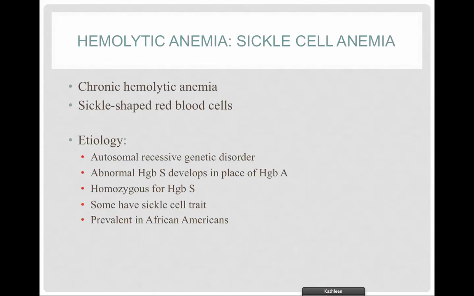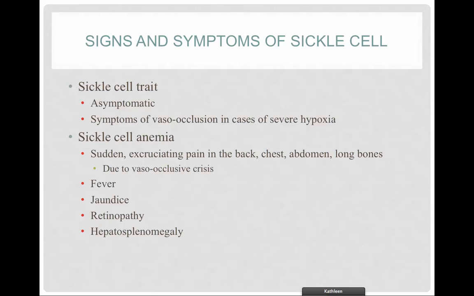And as it relates to malaria, there are several studies that suggest that the sickling hemoglobin S that is found in sickle cell gets in the way of the parasite that causes malaria. Signs and symptoms of sickle cell trait: patients are asymptomatic, but they also can be symptomatic, and usually that's when they present to the hospital because of vaso-occlusive issues from their sickling cells or severe hypoxia.